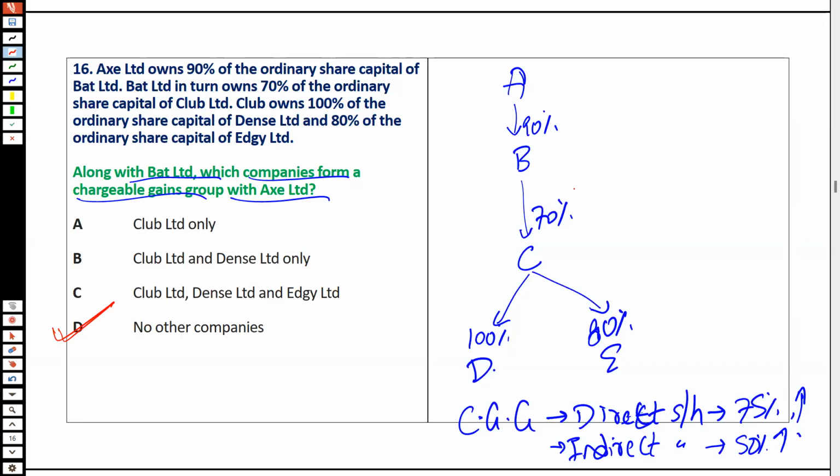Why? Because for a capital gains group, the first condition is that direct shareholding should be more than 75%. Indirect shareholding is secondary. For C, since the direct shareholding condition is not met, I cannot even think that it will be part of the capital gains group. Indirect shareholding is only checked if direct is more than 75. If direct is not more than 75, then there is no point checking the indirect ones.